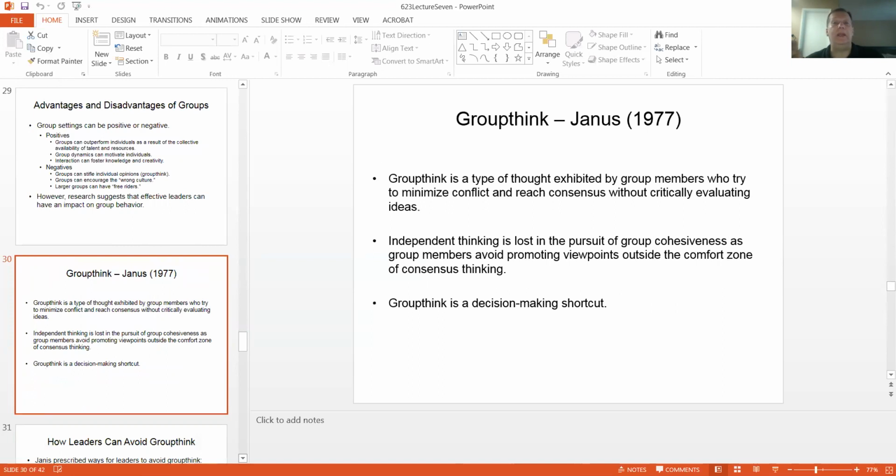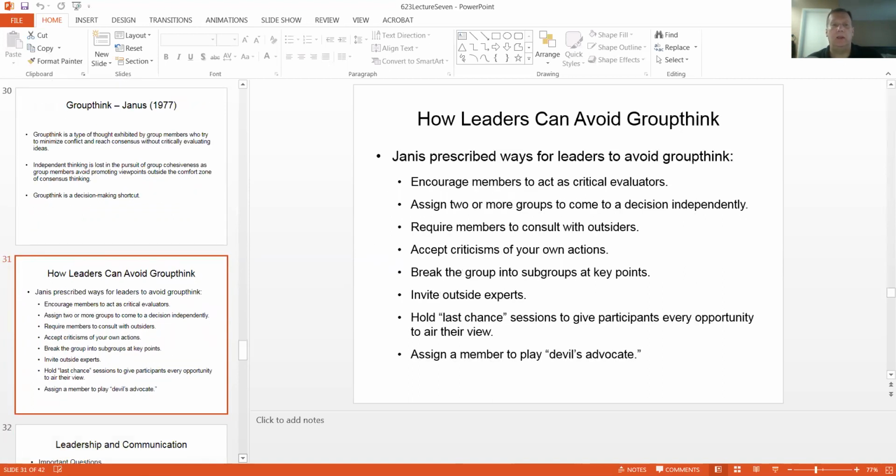But again, one of the major negatives of groups and organizations is the creation of this thing called groupthink that you're familiar with before, or you've talked about before. Janis talks a lot about groupthink and what groupthink is. Groupthink is a type of thought exhibited by group members to minimize conflict and reach consensus without ever critically evaluating ideas. They tamp down any ideas that run counter to the ideas of the group. You really get into this type of bubble mentality where you never really critically analyze other ideas that may be a more appropriate way of achieving your goals. Groupthink is basically a decision-making shortcut.